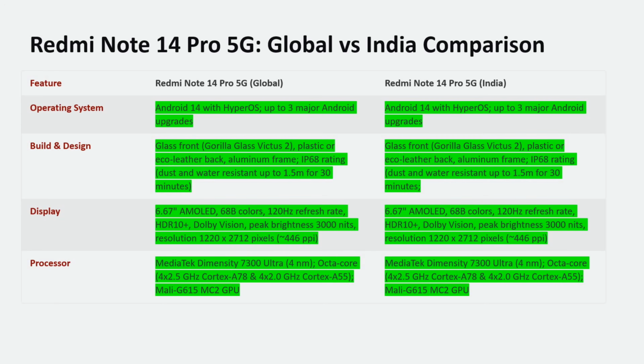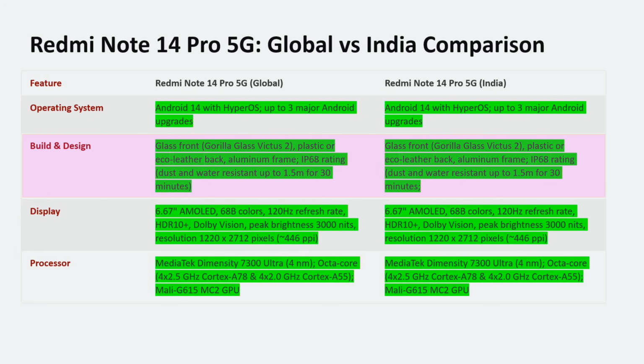The Redmi Note 14 Pro 5G comes with two versions, global version and Indian version. We will see the comparison between these versions. Operating system of both the version is Android 14 with HyperOS and up to 3 major Android upgrades.